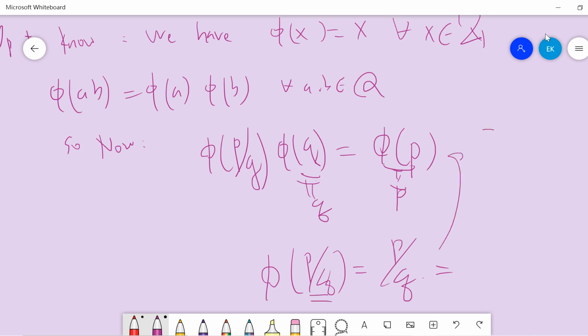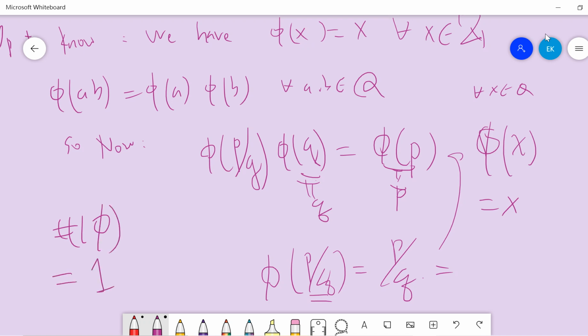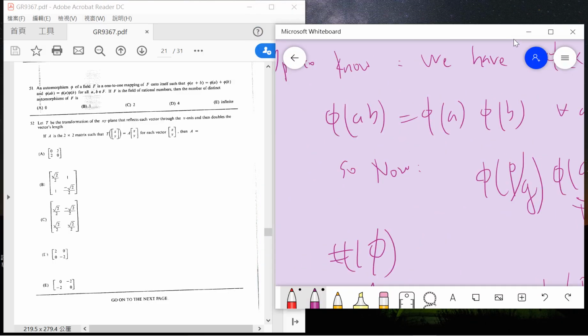So it tells you that phi of any rational number x is x. So the number of phi is only 1. Okay, so this problem is very tricky. The answer is B.